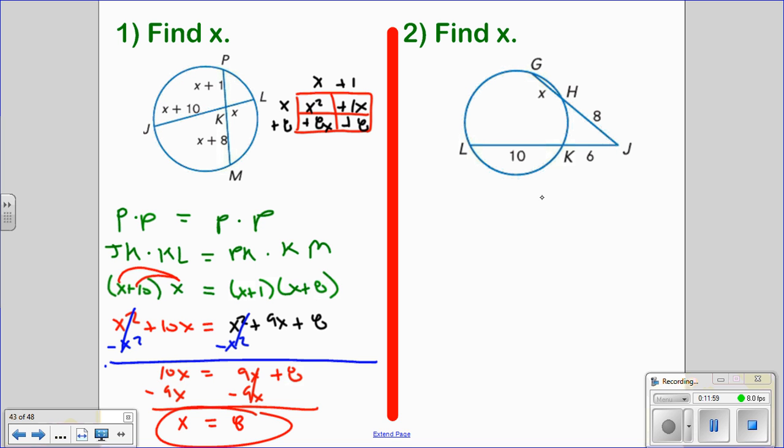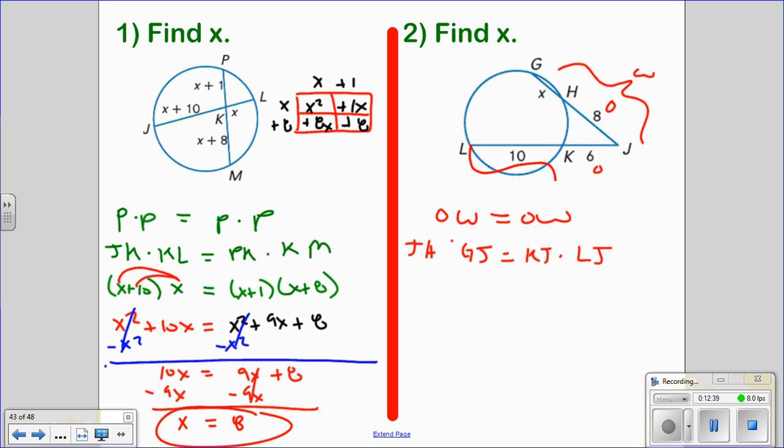Number 2, I have two secants, GJ and LJ. When it's two secants, it's outside times whole equals outside times whole. So in other words, JH times GJ is equal to KJ times LJ, which is the whole. So again, outside, outside, whole, and whole.